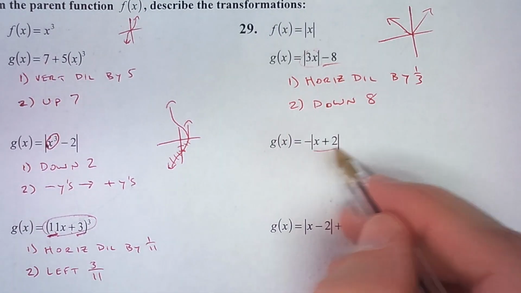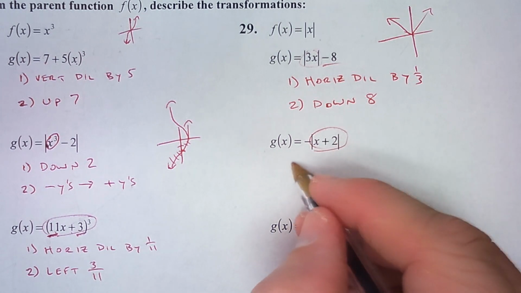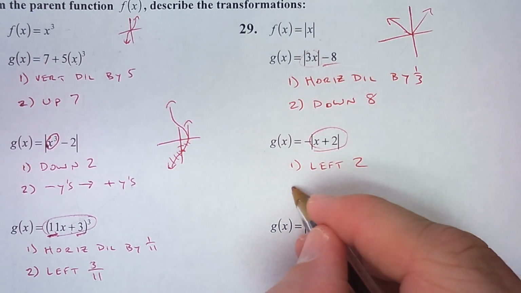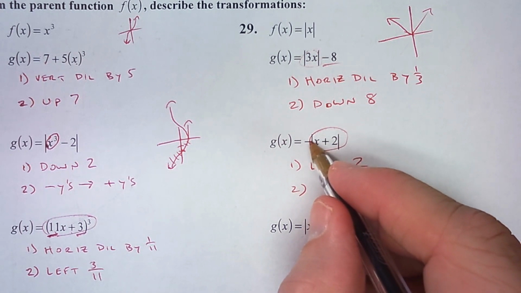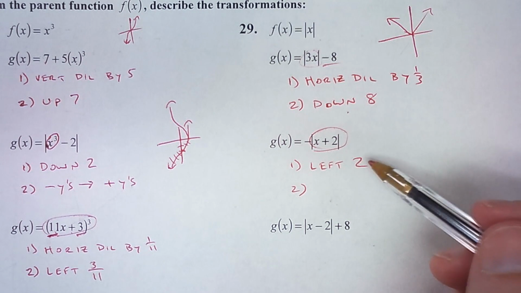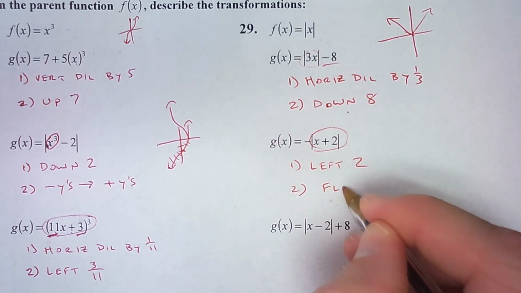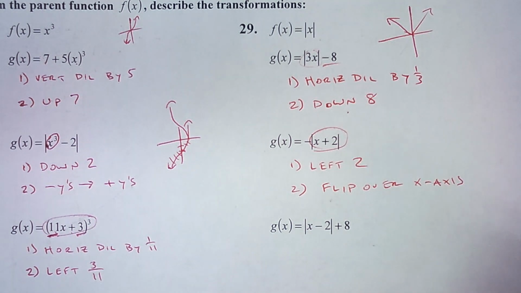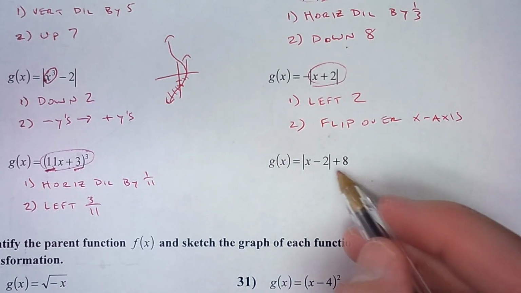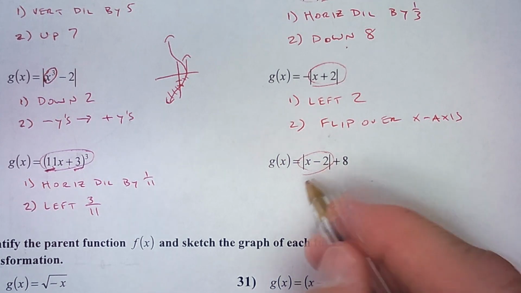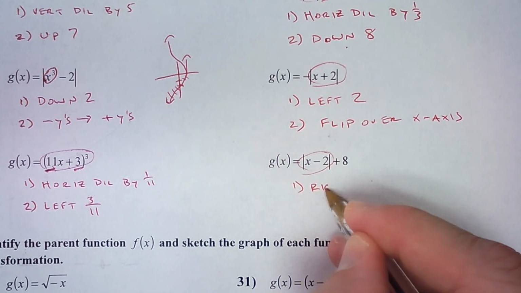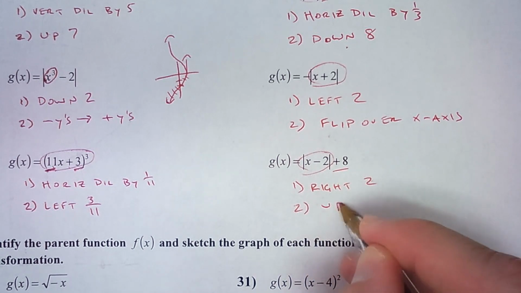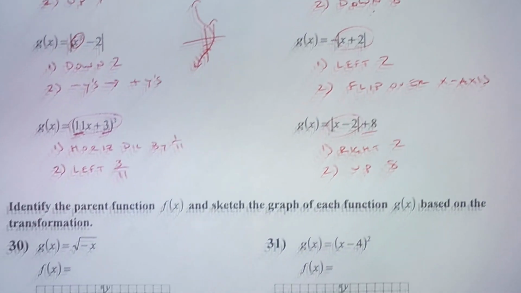Here inside the function there's a +2, so that means it shifts left 2. Then multiplying outside by a negative is a vertical reflection, so it flips over the x-axis. And last, inside the function, we have a -2, which means it shifts right 2, and then it shifts up 8.